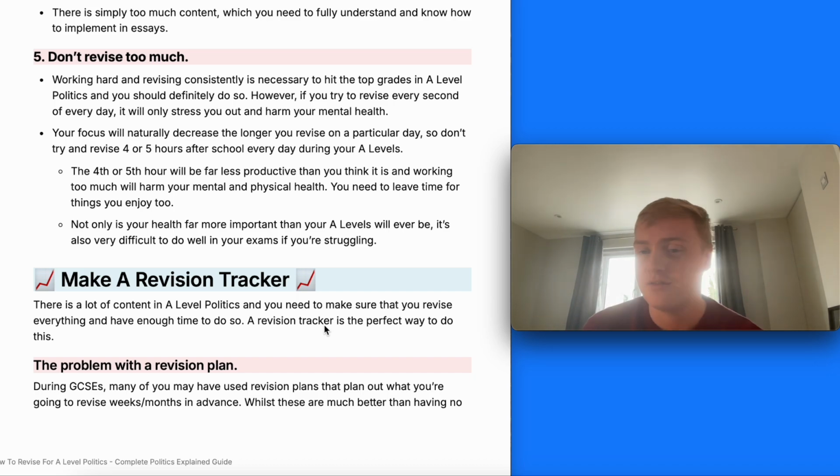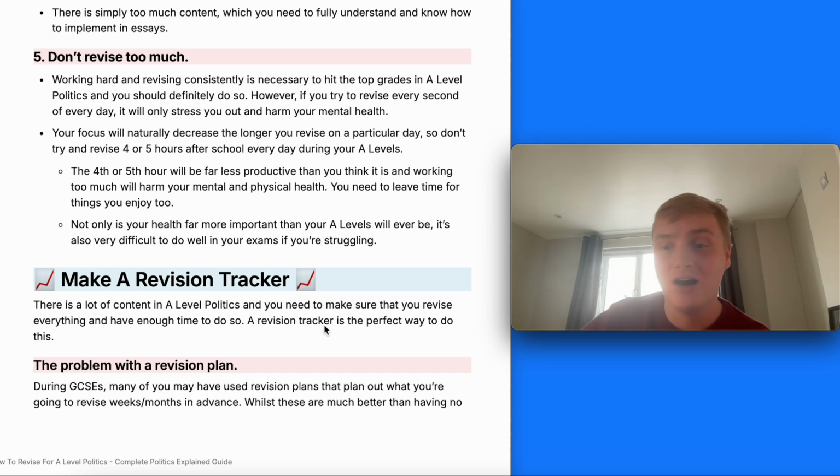So if you try and revise for 4 or 5 hours on your A levels after school every single day, that fourth or fifth hour is really not very useful because it's not that productive. You're not focusing that much. It's taking you away from other things, which is going to harm your mental and physical health and stress you out. And that's ultimately going to mean that you do worse in your exams as well.